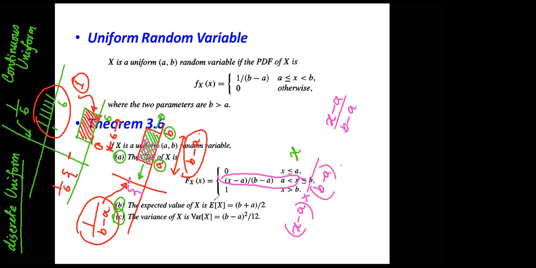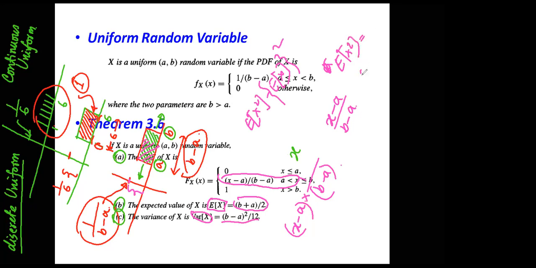Clear? Now this E of X is B plus A by 2. We can easily understand it as the average value of A and B because it is a uniform distribution. So whatever A plus B by 2, that is the average value. And the variance is B minus A whole square divided by 12. Actually, we need to find out this variance. How to find the variance? We already know: E of X square minus E of X whole square. E of X we already know, B plus A by 2. We need to find out E of X square.